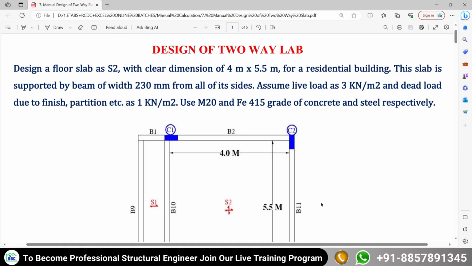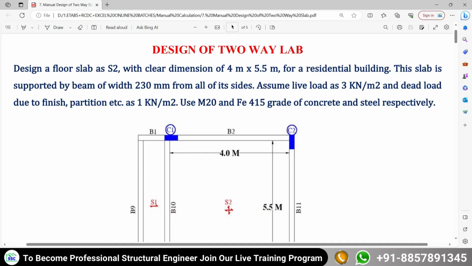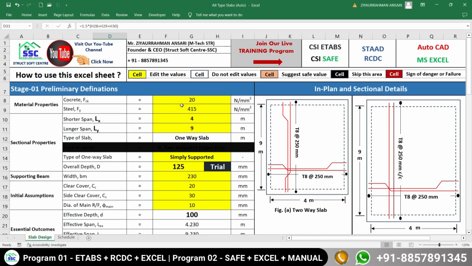Now the same problem we are going to design by using this advanced Excel sheet. This advanced Excel sheet is capable of designing all types of different slabs. So first of all, as per the given data, we are going to edit the values only in yellow cells. In the white cells, you don't need to try to change anything.